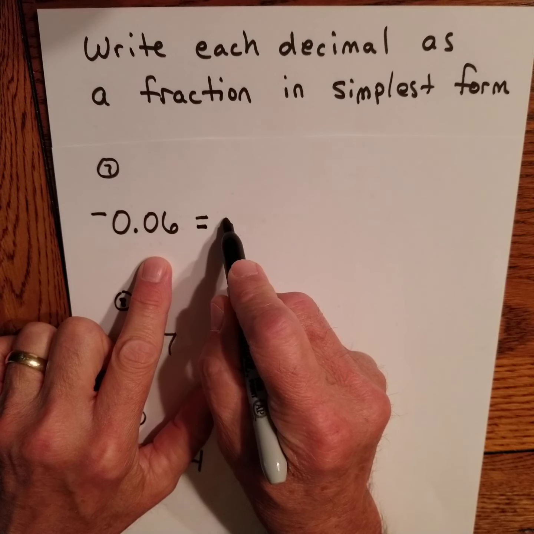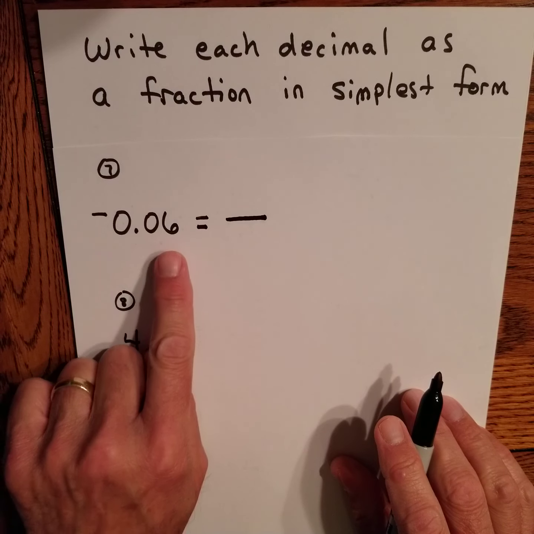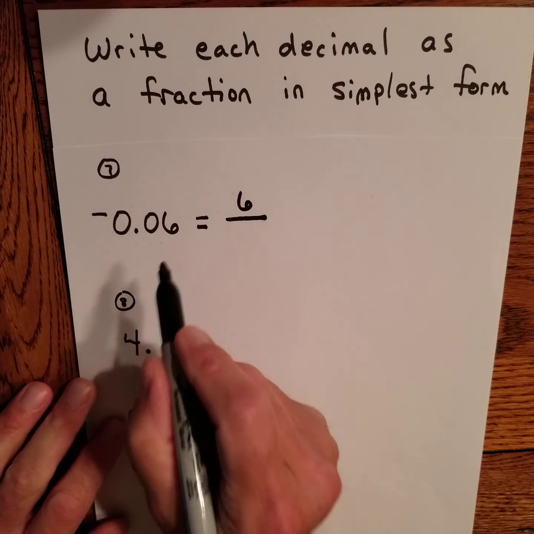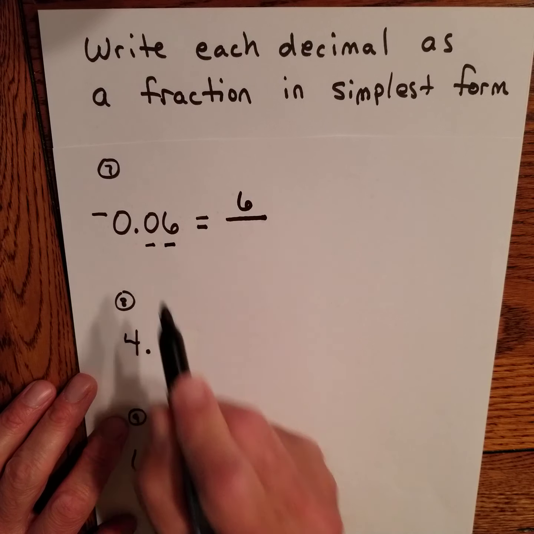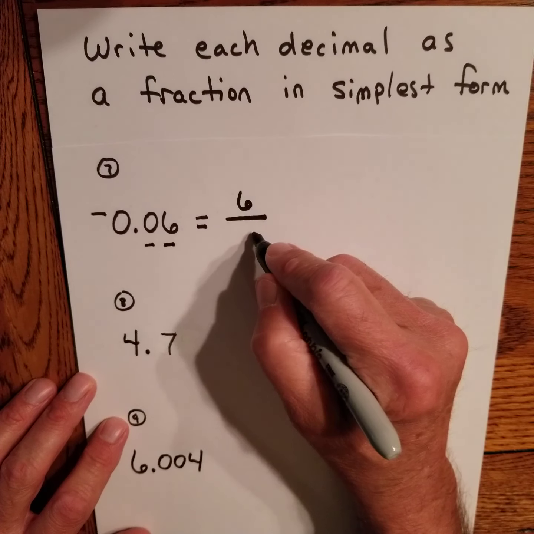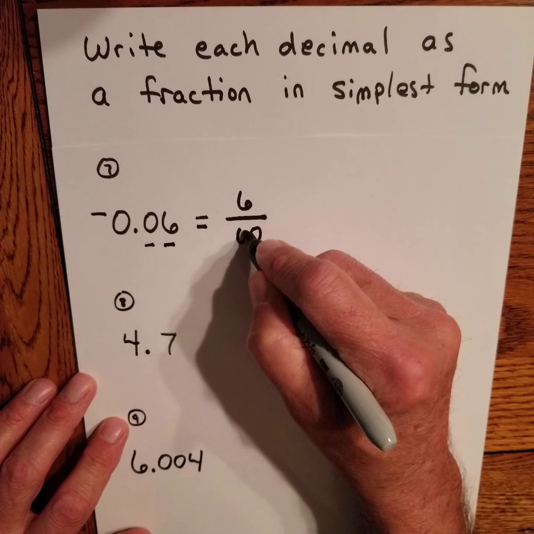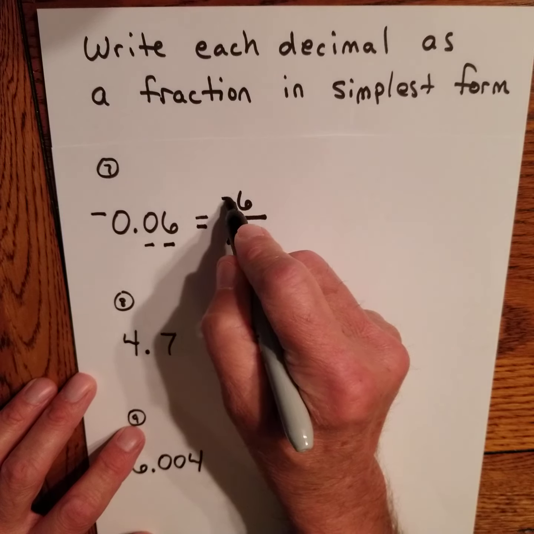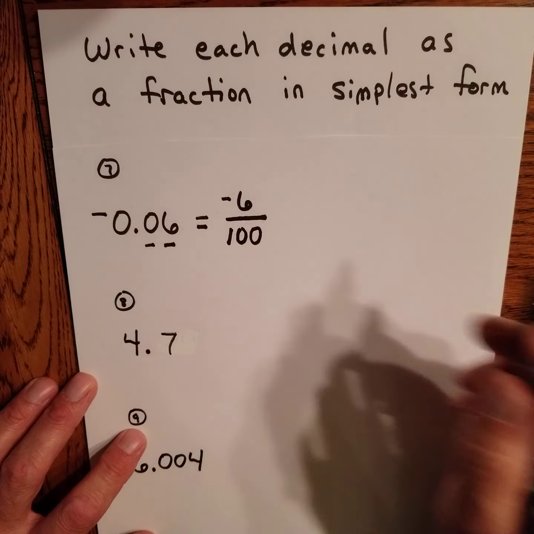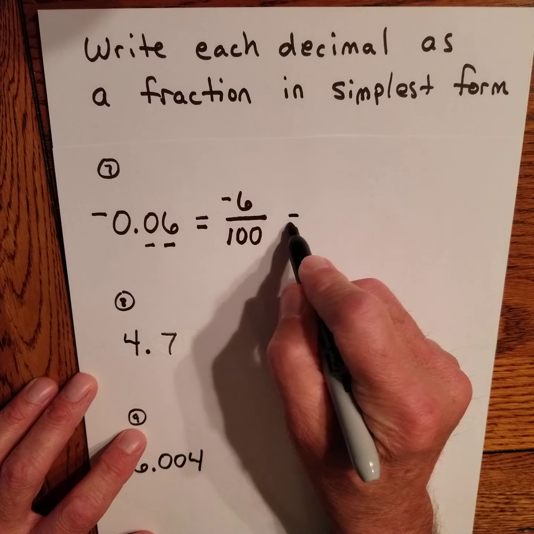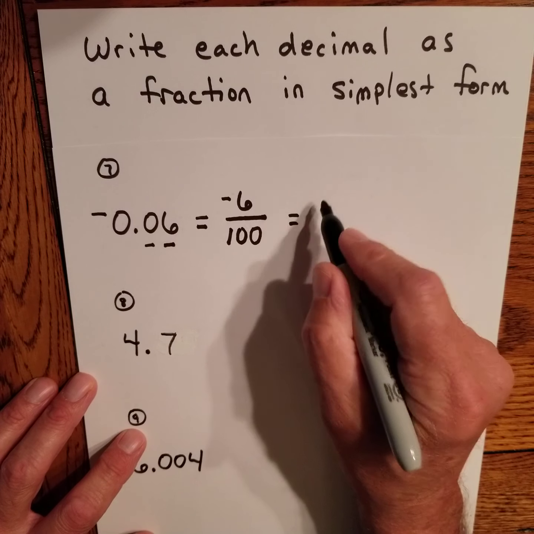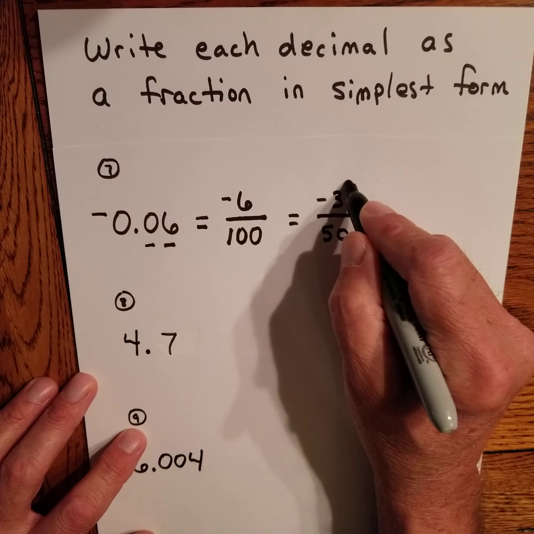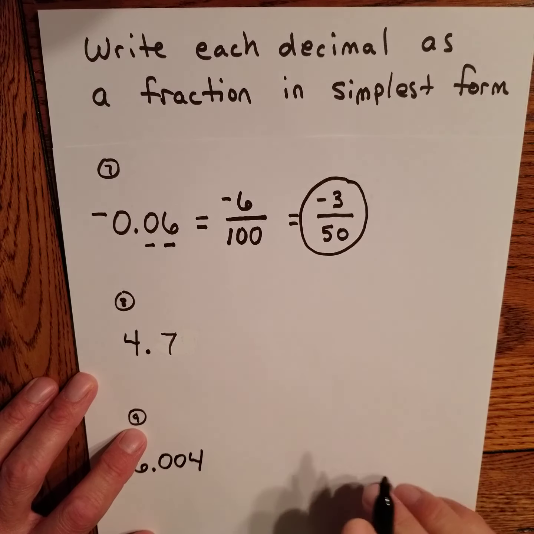Let's change this one into a fraction. The only thing I'll put in the numerator is this 6. But in my denominator, I still must count the number of place values to the right of the decimal point. There's 2 place values to the right, so 2 zeros in my answer. Negative 0.06 is the same as negative 6/100ths. Now reduce. We'll divide by 2 and divide by 2. Divide by 2 in the numerator, divide by 2 in the denominator. I like negative 3 over 50.